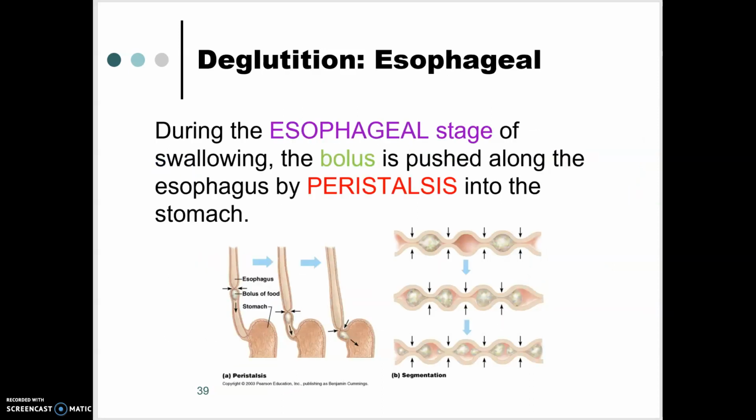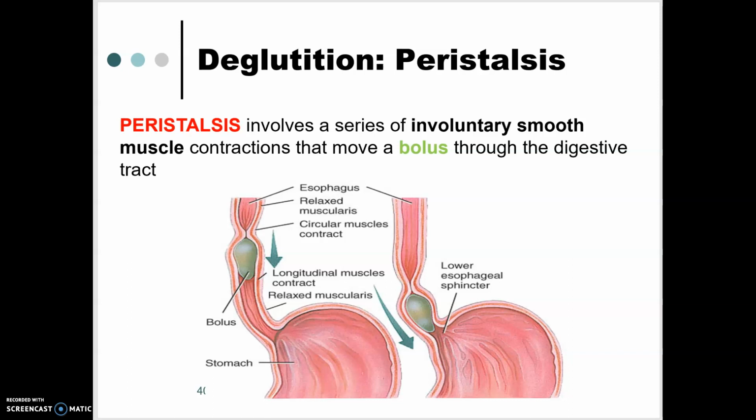Now, once it enters the esophagus, we get a series of smooth muscles that alternate. It forms a wave of contractions, and this is called peristalsis. And this peristaltic movement will continue as the food moves through the rest of the digestive system. So basically, peristalsis involves the series of involuntary smooth muscle contractions that will push a bolus through the digestive system. It starts in the esophagus and it doesn't end until excretion.